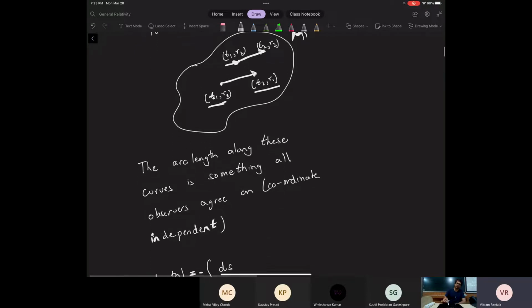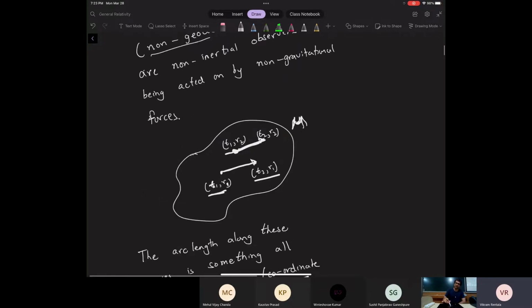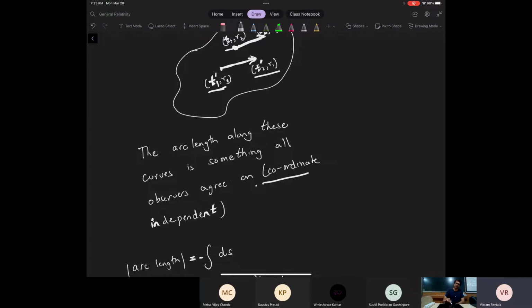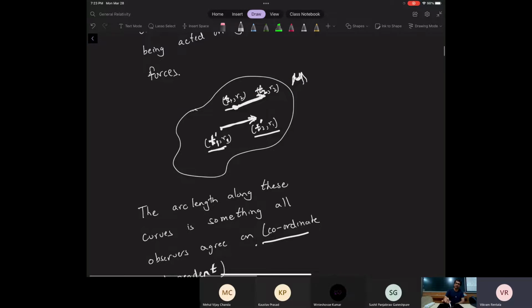Now the arc length along these curves is something all observers agree on. That is this arc length and this arc length. Sorry, I should really call this t1 prime and t2 prime. This is some initial time coordinate for this observer, this is some final time coordinate for this observer, this is some initial time coordinate for this observer, and this is some final time coordinate for this observer. So the arc length along these curves is something that all observers agree on, which is coordinate independent. Even though it's not a geodesic, it's an arc length, and that arc length is something that all observers can agree on. That arc length is coordinate system independent.